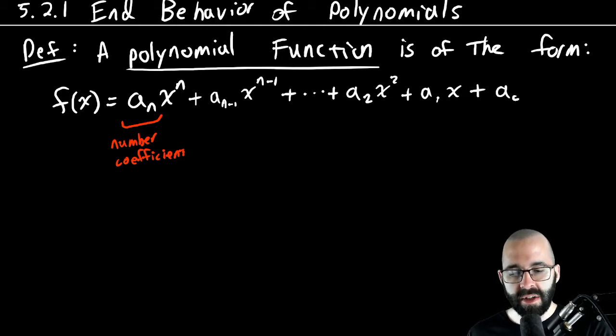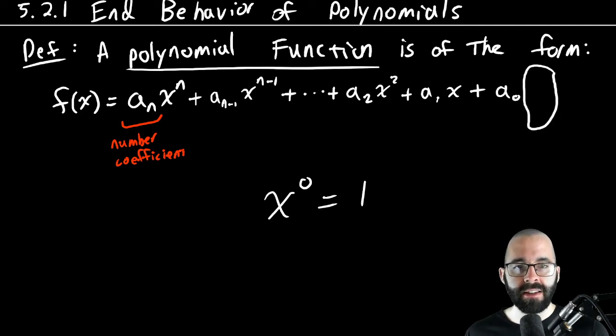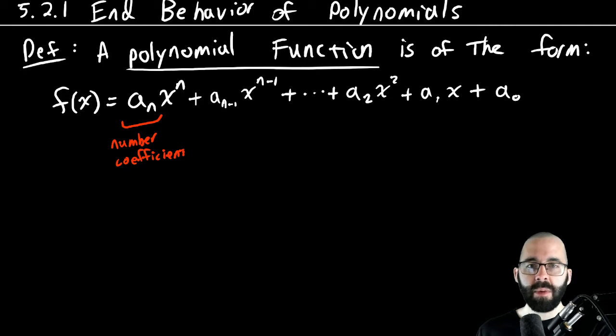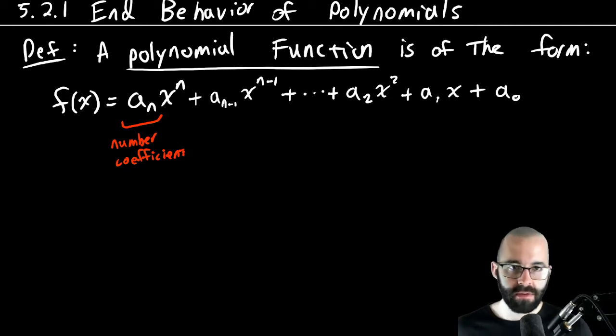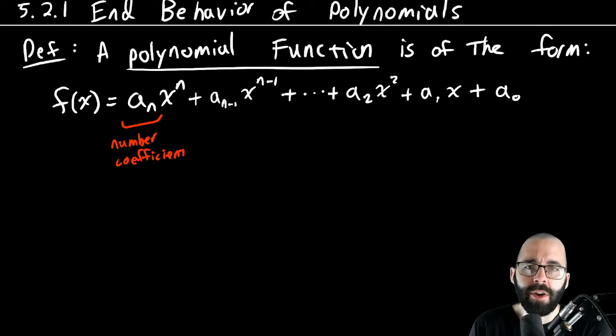Plus, a sub 0, x to the 0. And remember, any number to the zeroth power is equal to 1. So we don't actually write the x to the 0 that would go here. All right, this is what a polynomial looks like in general. It's just a bunch of x's with positive exponents multiplied by a bunch of numbers. All right, you've probably seen polynomials before.